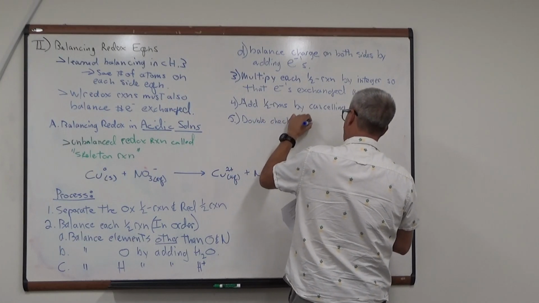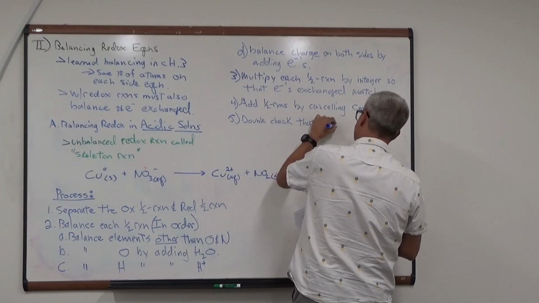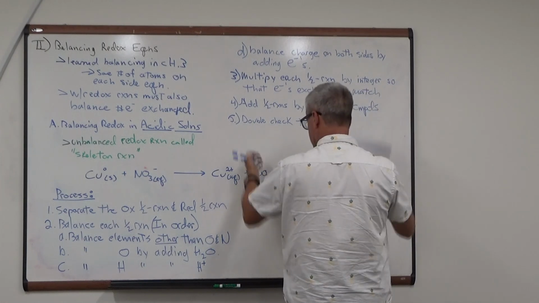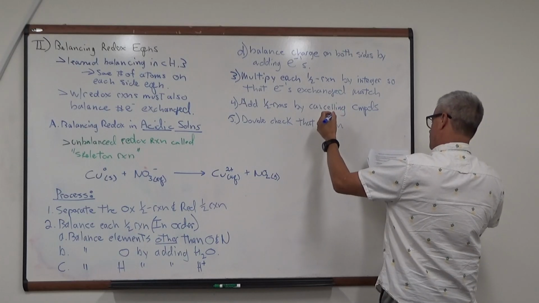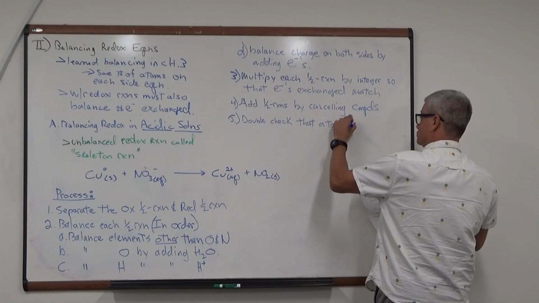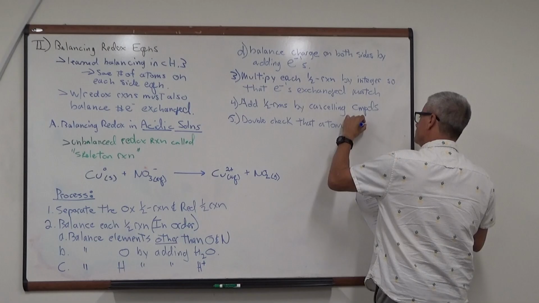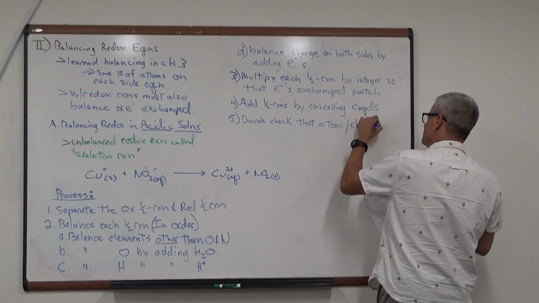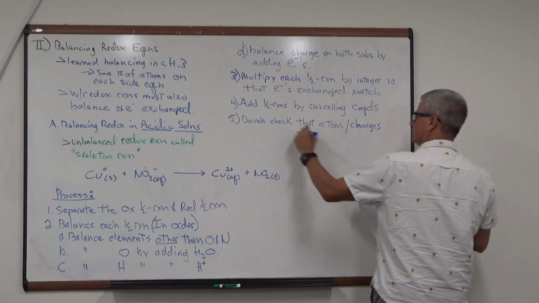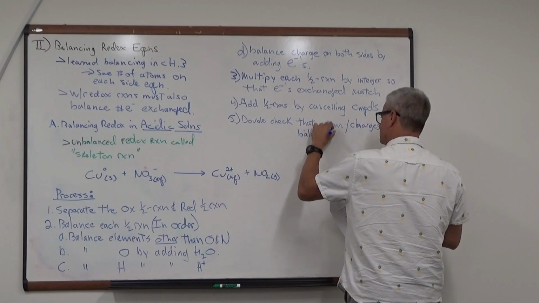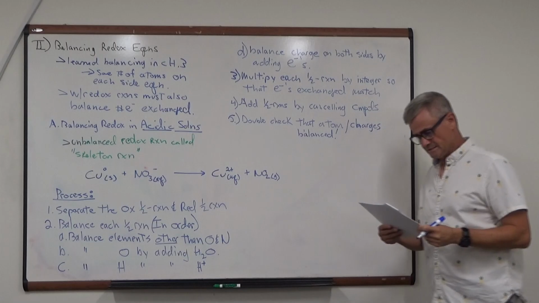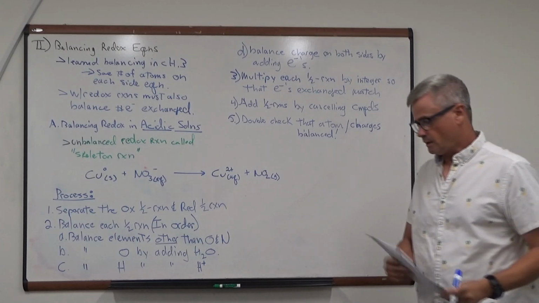That atoms are balanced, like the old-fashioned way, just looking at the atoms, making sure they're the same on the reagent side and product side, and your charges too. The charges need to be the same on both sides. Are balanced. Okay, that's the process.